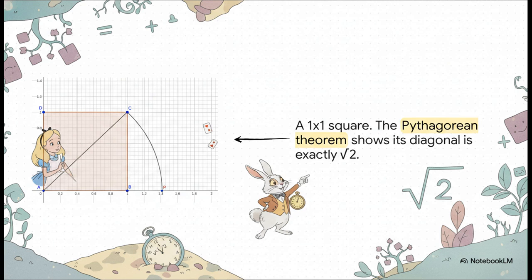This is where it gets really cool, where the number becomes real. If you draw a square where each side is 1 unit long, the good old Pythagorean theorem, a squared plus b squared equals c squared, tells us something amazing. We get 1 squared plus 1 squared equals the diagonal's length squared. That's just 1 plus 1, which is 2. So the diagonal's length squared is 2. That means its actual length is the square root of 2. It physically exists. It's not just a concept.